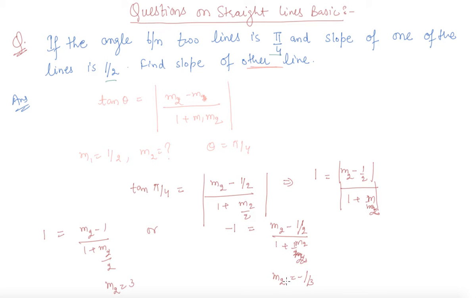by 3. So student, in this way you can find the slope of another line. Okay, so there are two lines possible having angle pi by 4 with the line having slope half. Okay, now I hope that you are pretty clear about this question. Now let's discuss another question, students.